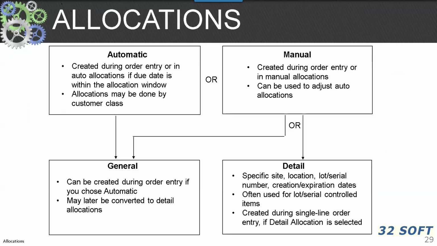Allocations can occur in two ways, either automatically or manually. Automatically, allocations are created in order entry or with auto allocation if the due date, again, calendar, is within the allocation window. Allocations can be created manually or adjusted in order entry or 16.5.2 or even 16.13.1. Allocations also come in two different types. First is general, kind of like I have a ticket on an airline for a flight to London. Or secondly is a detail allocation of inventory at a specific site or location.